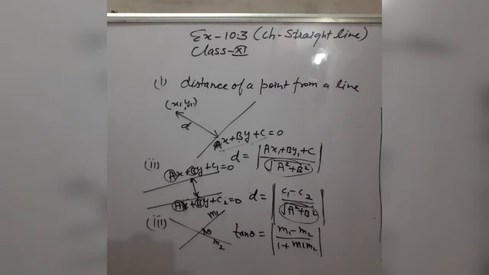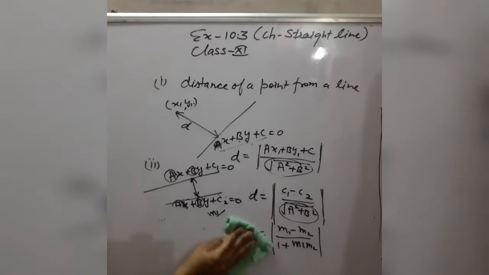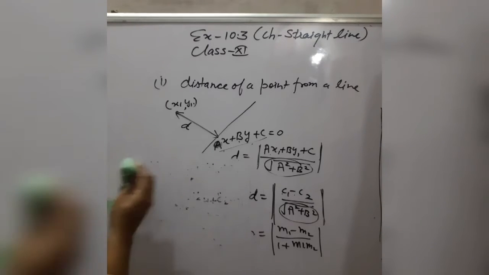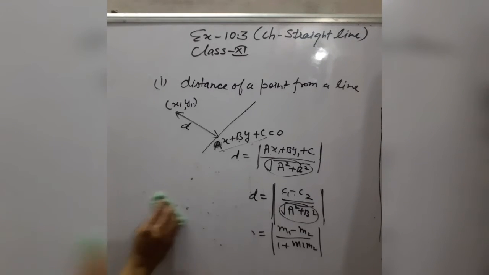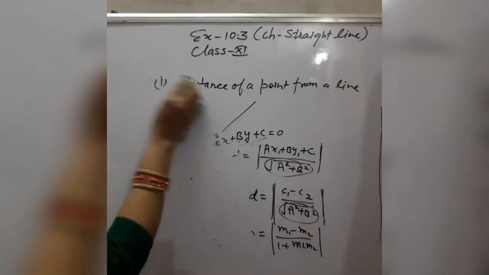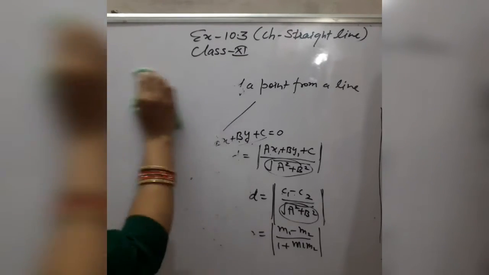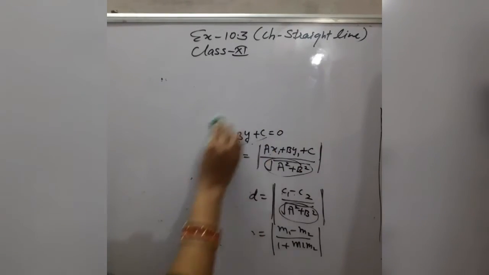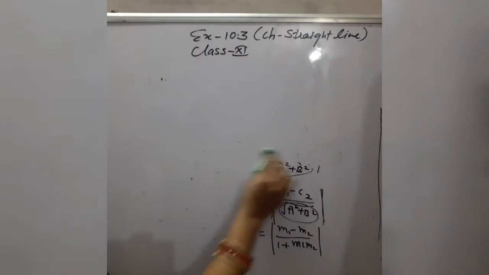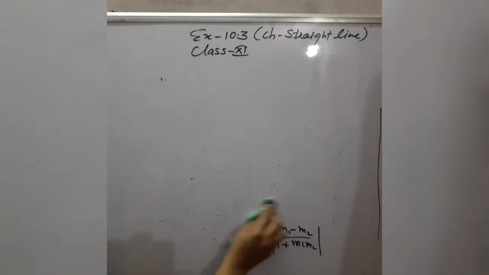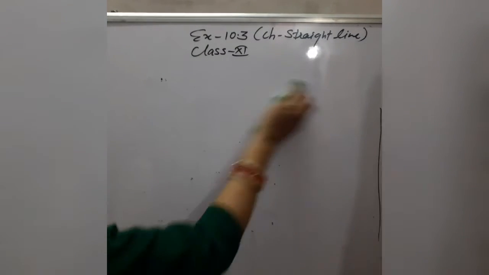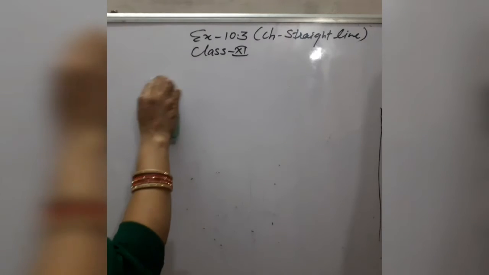So now we will start this exercise from question number 4. We will use these three formulas, and I hope all of you know about all the forms of line which we are using in this chapter, just like slope form, point slope form, intercept form, normal form. These forms also you have to learn.